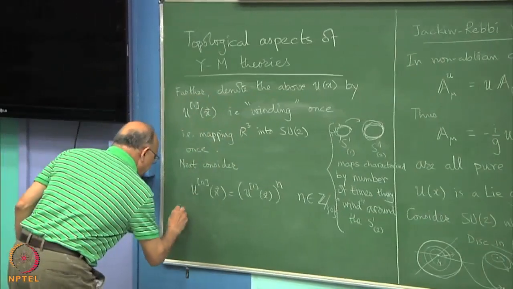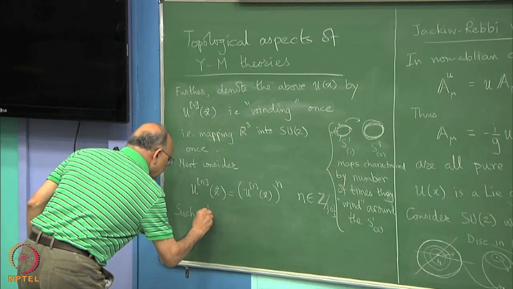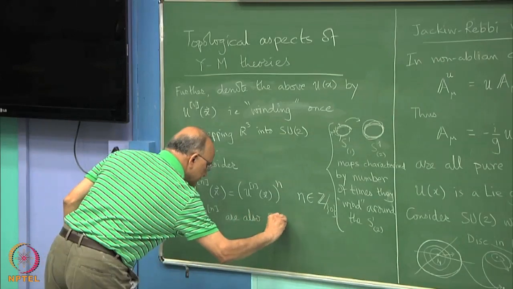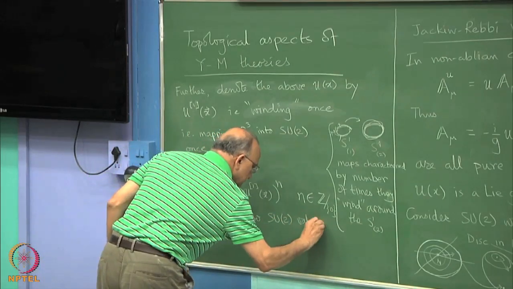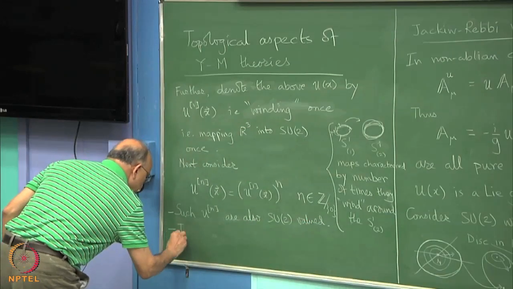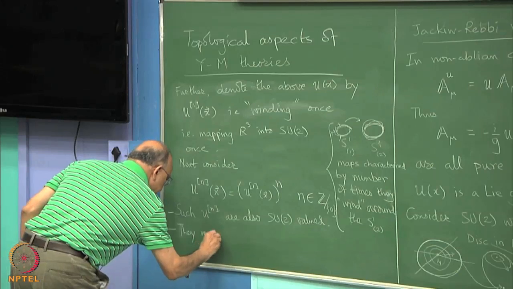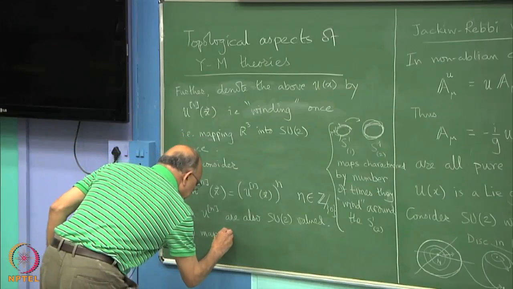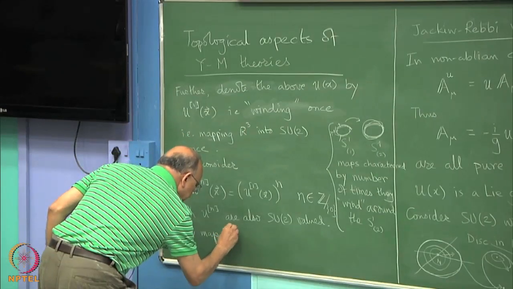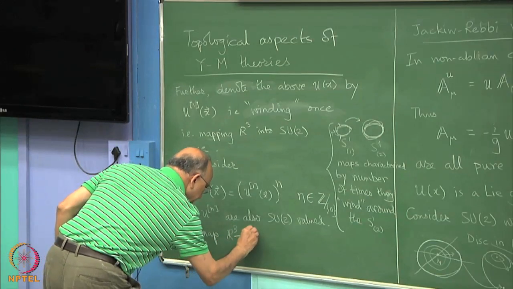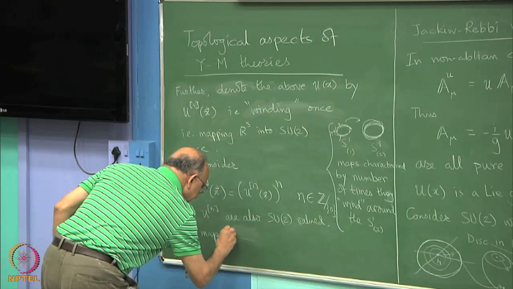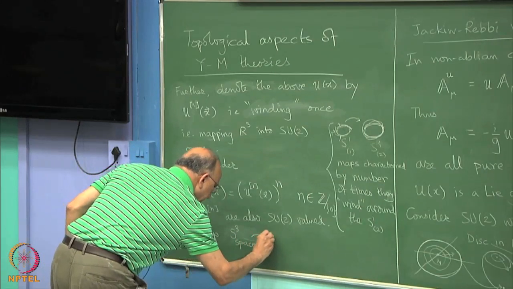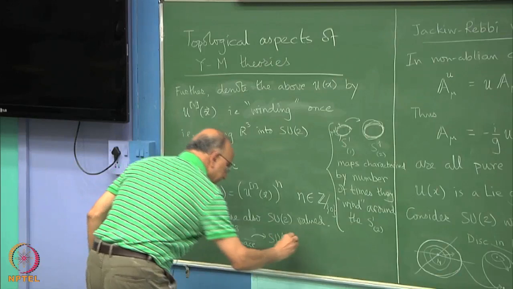So they map R3 or the compactified R3, so let us just say S3 of space, into SU2 n number of times.